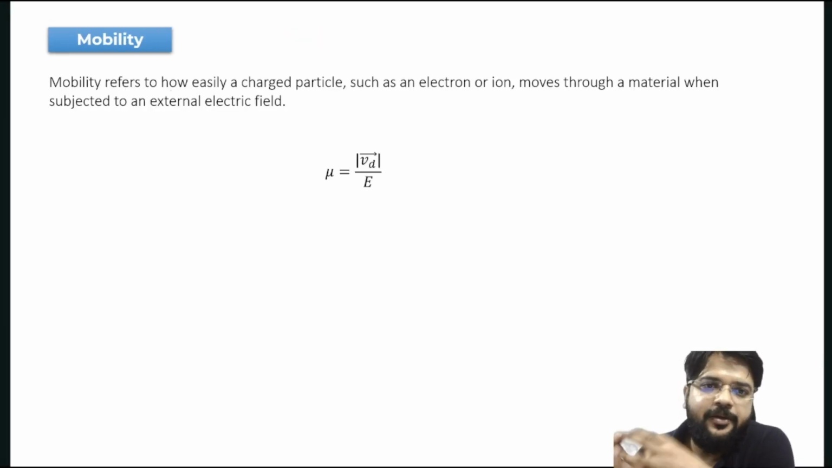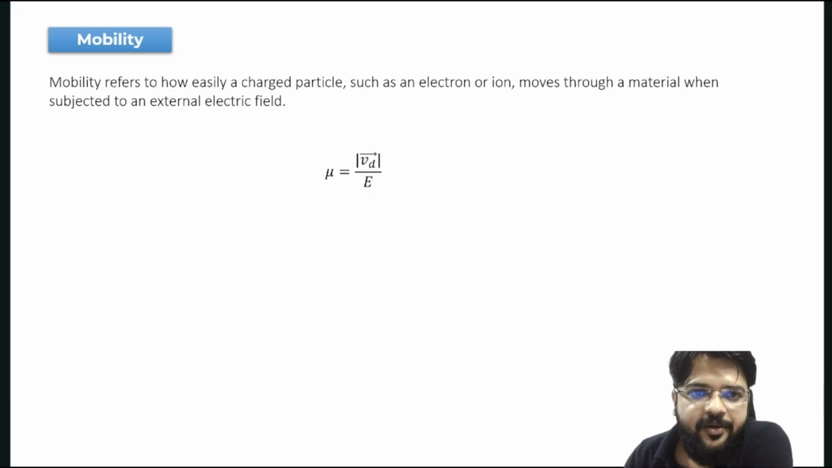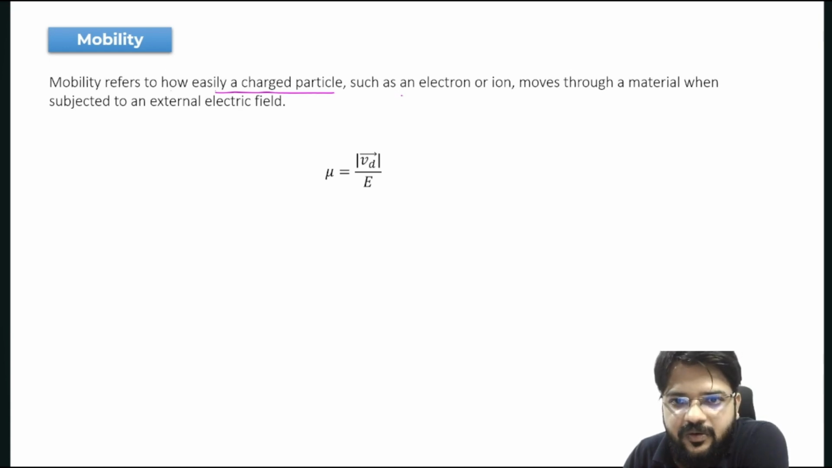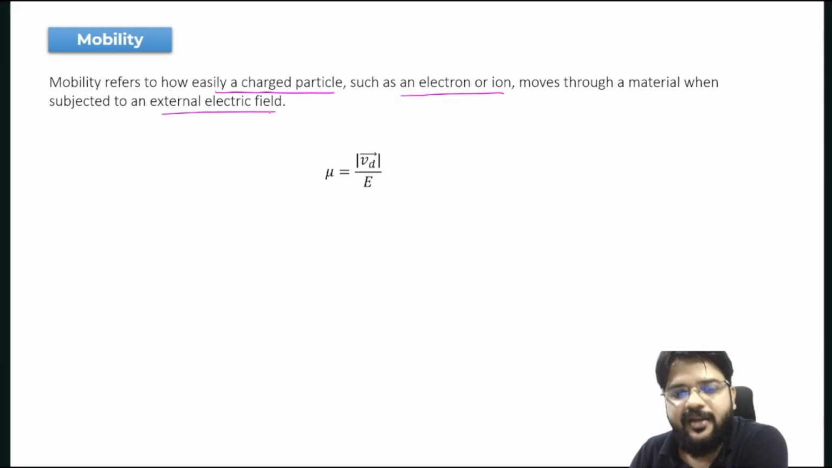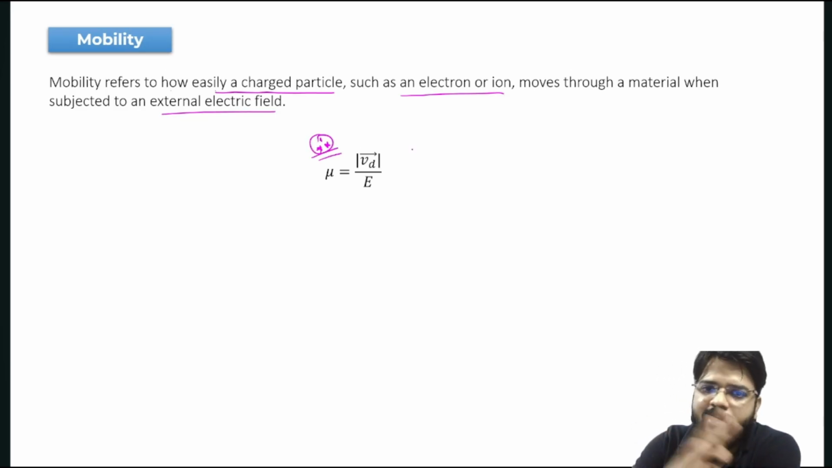Now let's see the next topic, mobility. So what is the definition of mobility? Mobility refers to how easily a charged particle such as an electron or ion moves through a material when subjected to an external electric field, correct? So what is the formula according to the definition? It is the drift velocity divided by the electric field. Keep this formula in your mind, correct? Now see one example, then you will get clarity about this mobility.